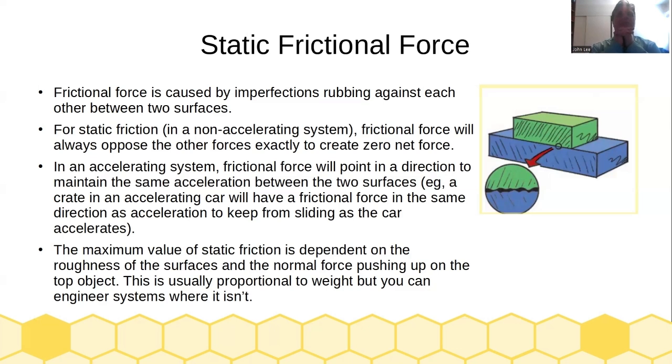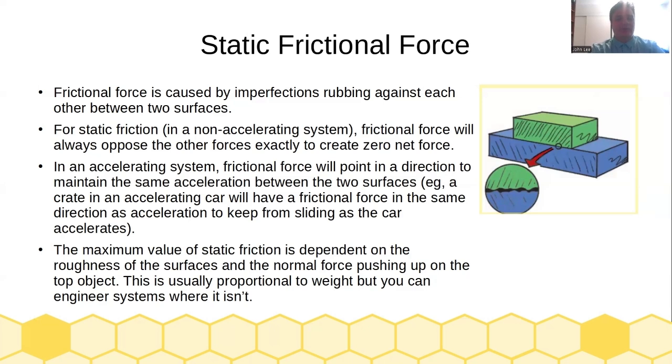If you push it with 70 newtons and it still doesn't move, then the frictional force is going to be 70 newtons. Now, I said that in a non-accelerating system, the forces will create zero net force, but in an accelerating system, frictional force will point in a direction to maintain the same acceleration between the two surfaces. For example, a crate in an accelerating car will have a frictional force in the same direction as acceleration to keep from sliding as the car accelerates. The maximum value of static friction is dependent on the roughness of the surface and the normal force pushing up on the top object.